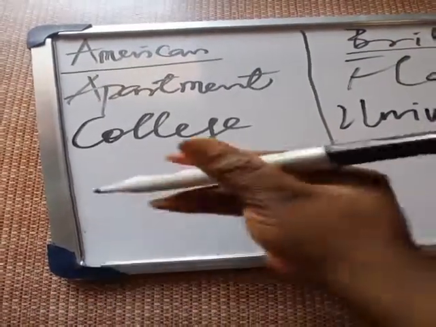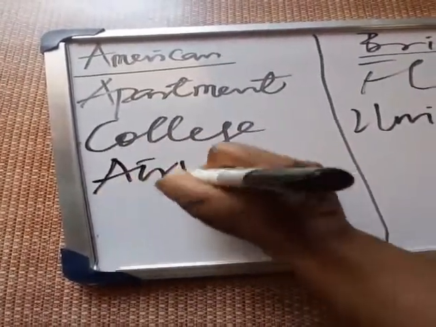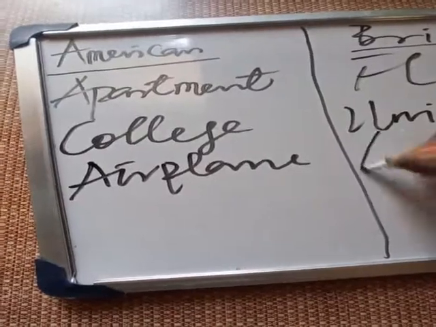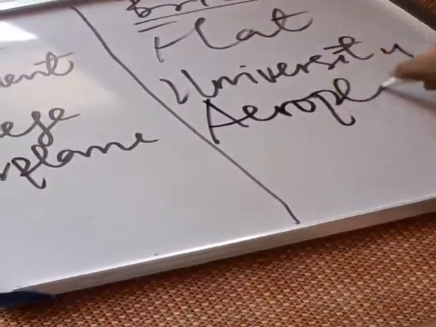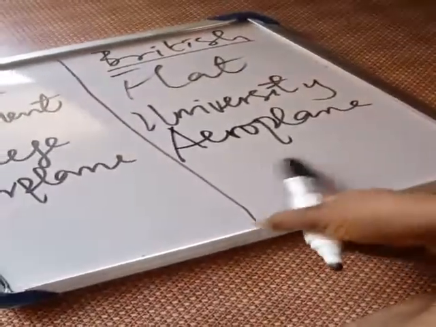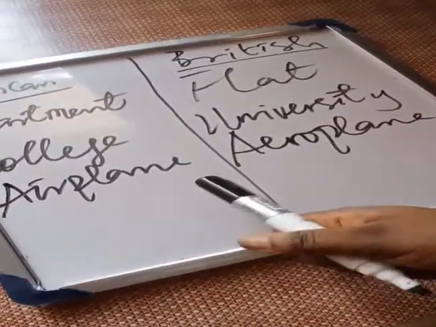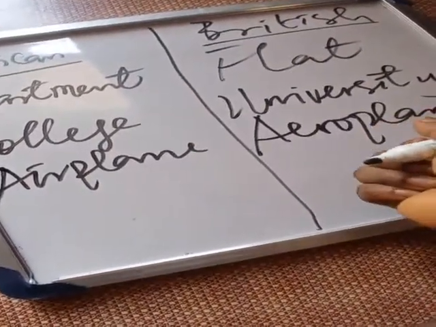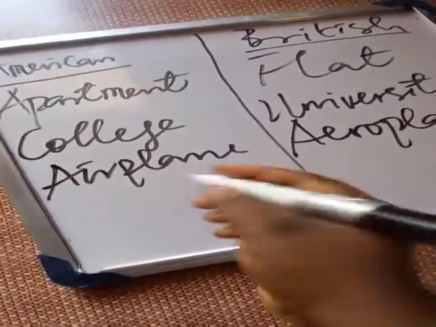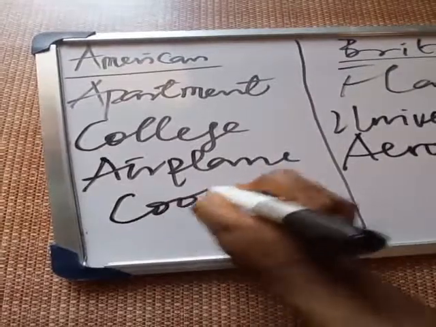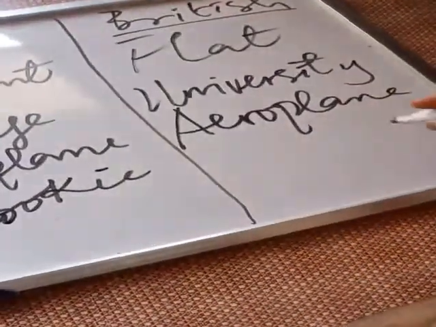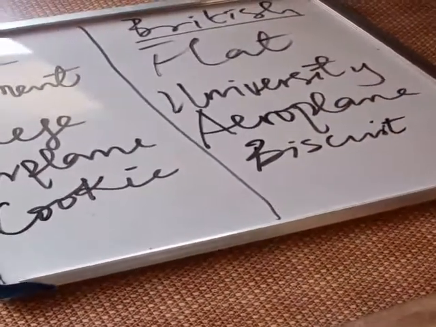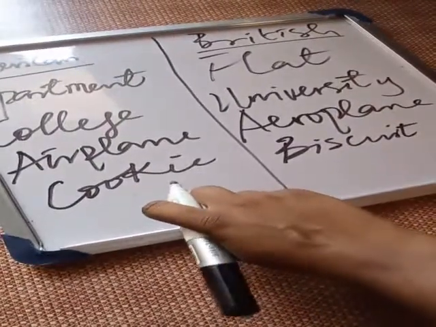Another example: Americans will say airplane, and the British will say aeroplane. That doesn't change anything. It's just different words. This is American dialect, airplane; British dialect, aeroplane. Another example: Americans will say cookie, and the British will say biscuits. They are still referring to the same thing.